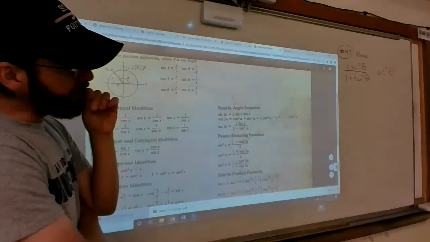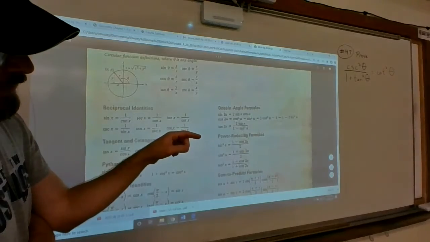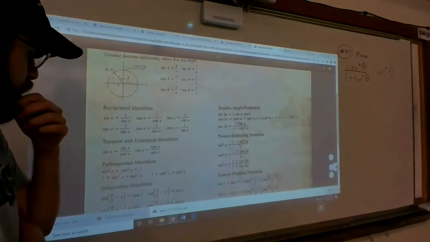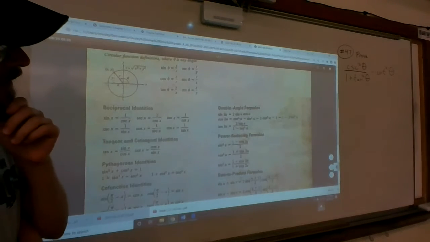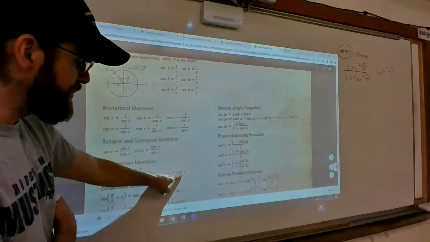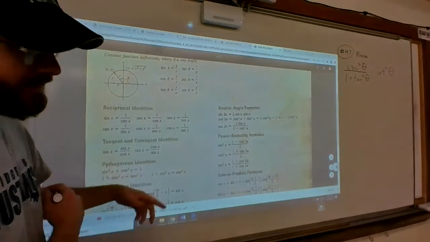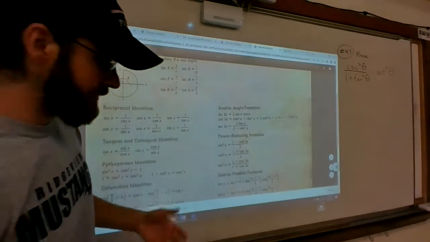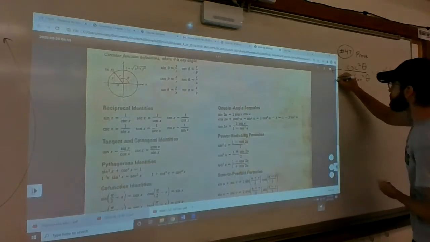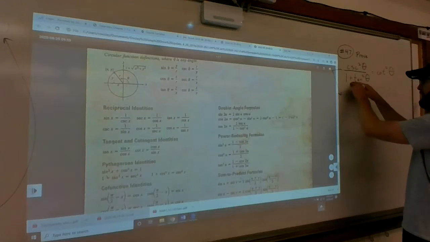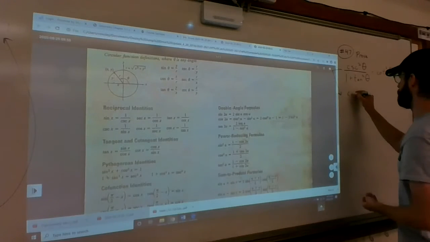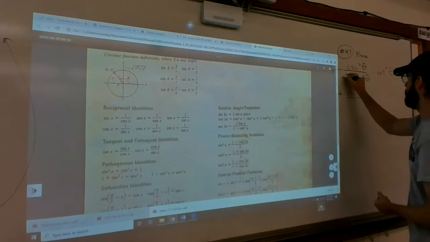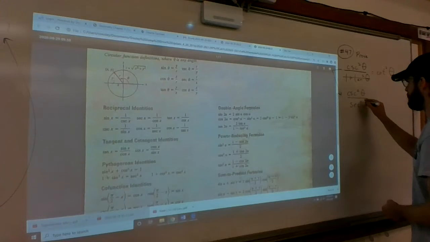The question is, should we manipulate the bottom, which is 1 plus tan squared theta, which we know is secant squared, we just used that in the previous proof, or should we manipulate the top, because I know cosecant squared and cotangent squared are connected with this identity. I think it's probably going to be less work if we just take 1 plus tan squared and turn it into secant squared. All right, so this part here is gone, replaced with secant squared of theta.